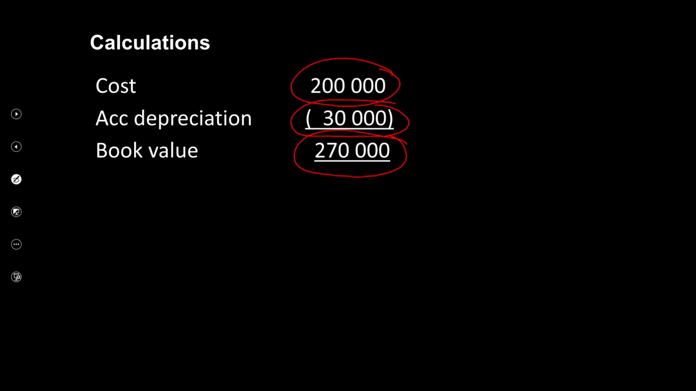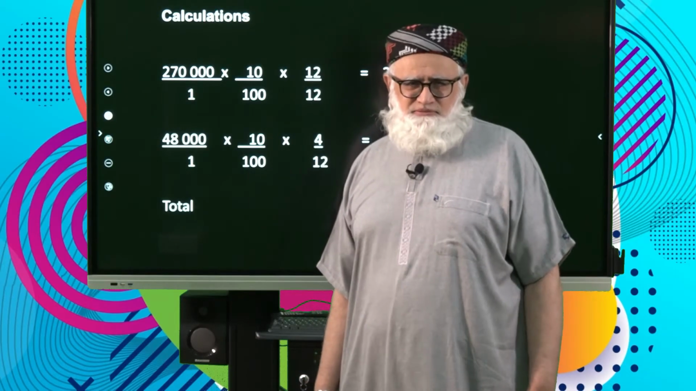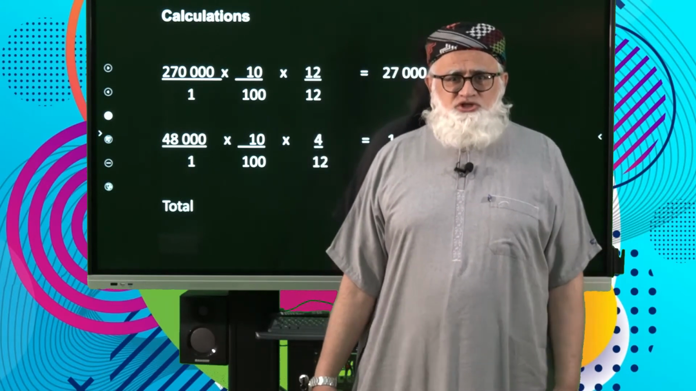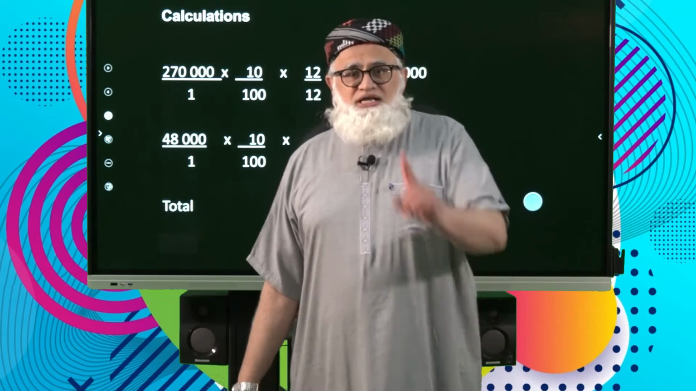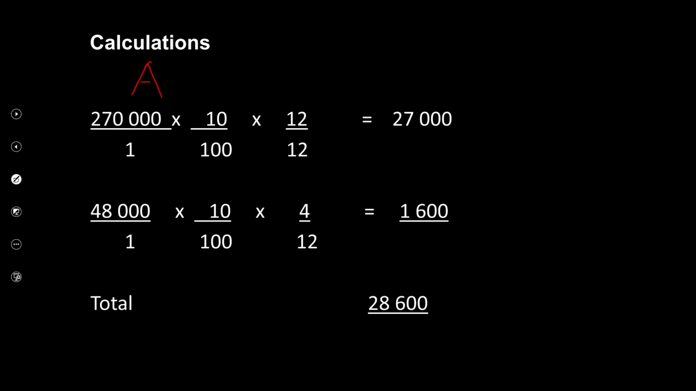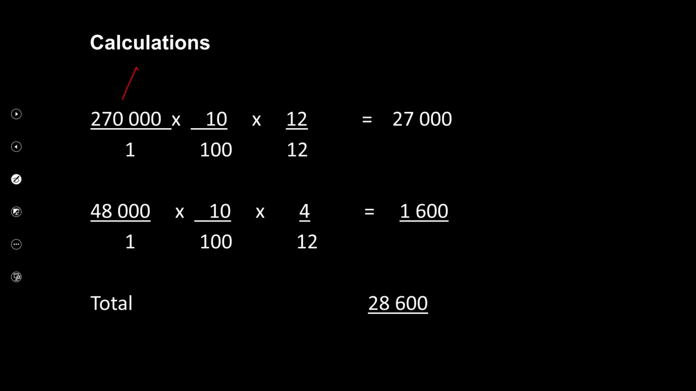Now, I've ascertained and calculated my book value, so what do I do next? Now I use what we call ART. Look at the acronym: A-R-T, right? Let me just redo that for you quickly. A-R-T. Now I've got it right.